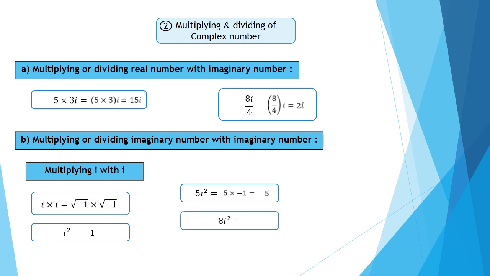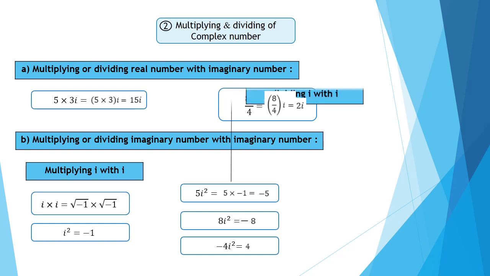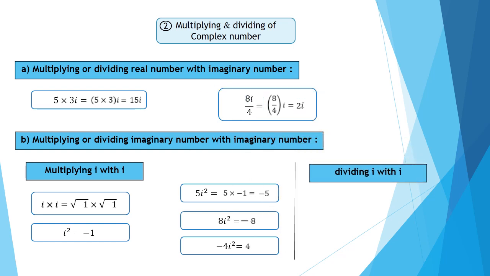Another example. If we have 8i squared, we can remove i squared and put negative 1 instead of it. Then 8 multiplied by negative 1 will be negative 8. Another example. Negative 4i squared will equal, we can remove i squared and put negative 1, then negative 4 multiplied by negative 1 will equal 4. Now dividing i with i. If we divide i with i, it's the same as dividing the square root of negative 1 by the square root of negative 1, which is equal to 1.